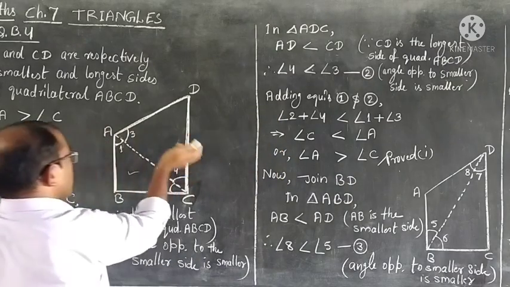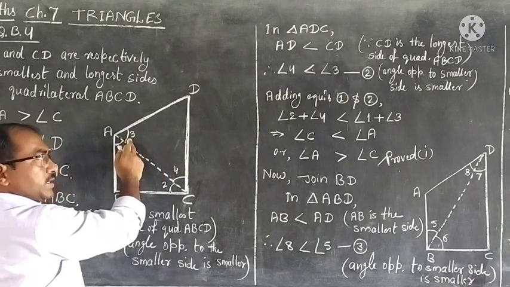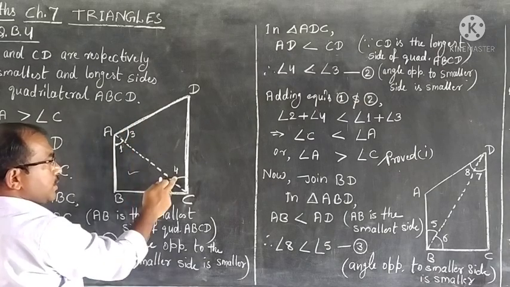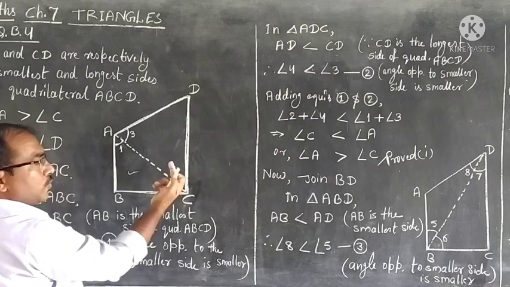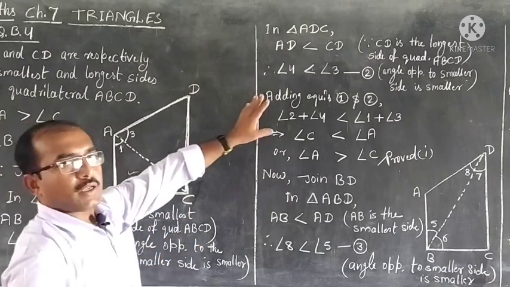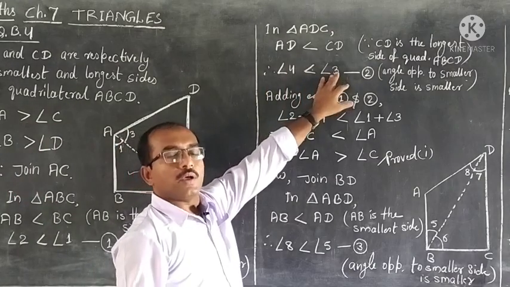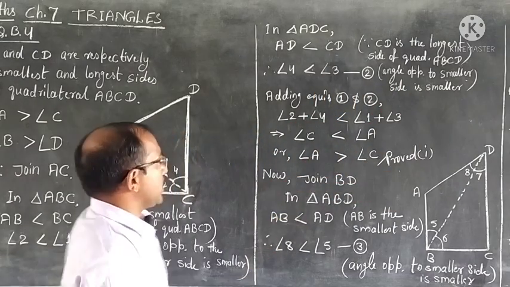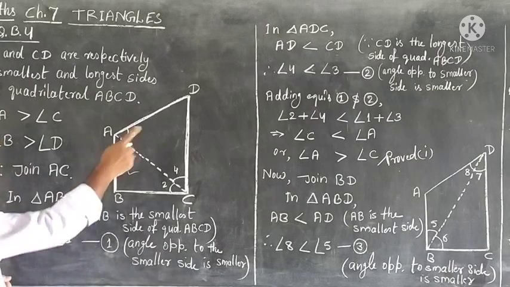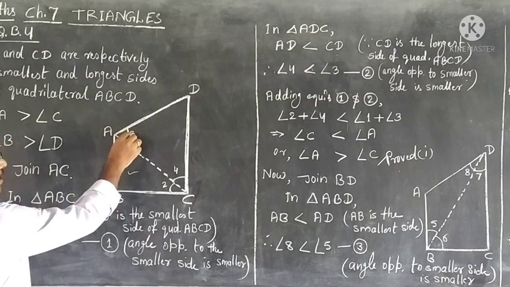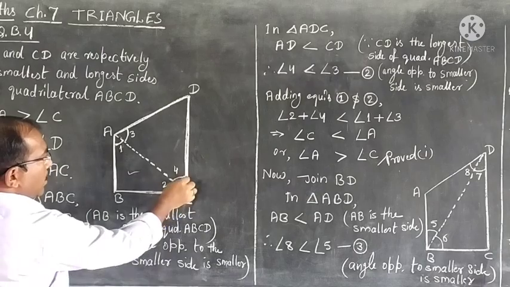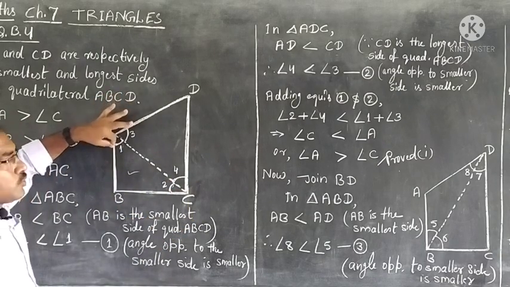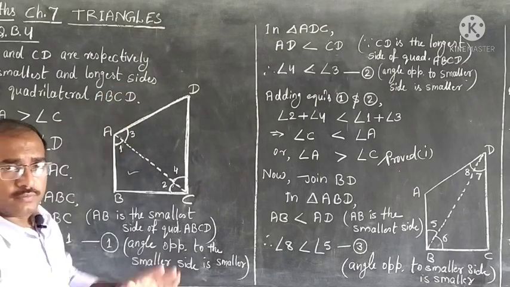So, the longest side's opposite angle will be the greatest. So, angle 3 will be more, angle 4 is opposite to the smaller side AD. So, 4 will be smaller. So, we write that angle 4 is smaller than angle 3. Reason: angle opposite to a smaller side. Then, after getting angle 1 and 2, this angle 1 and 3, 2 and 4 both are parts of angle A and C. That means, we will join those two angles, we will add them.